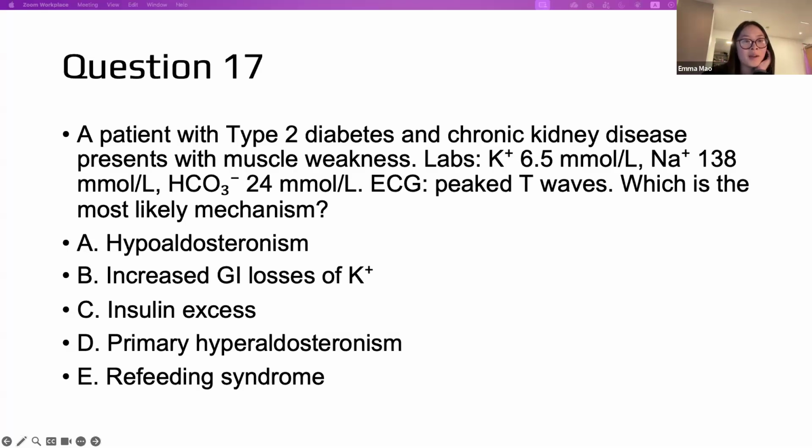So hyperaldosteronism will lead to increased potassium, so it will keep the potassium in the system, whereas all the other options will lead to hypokalemia.